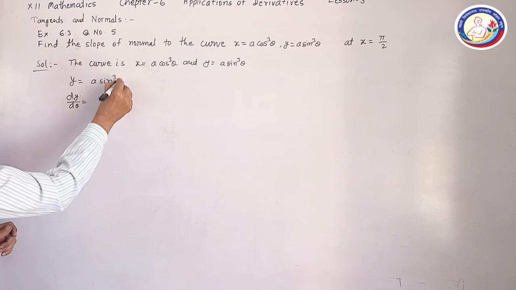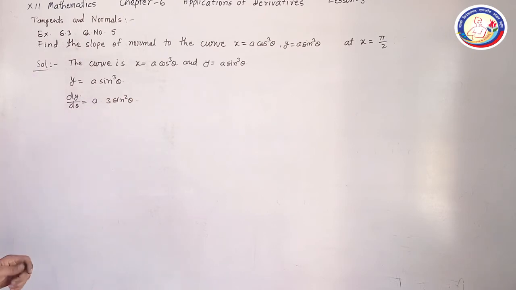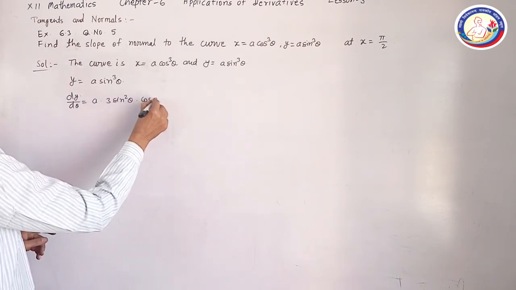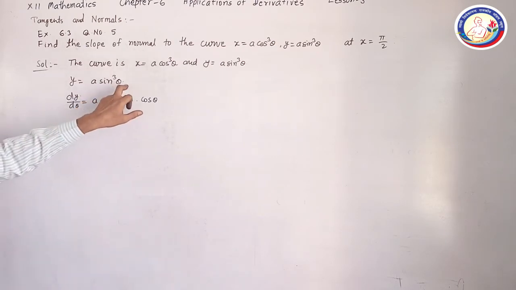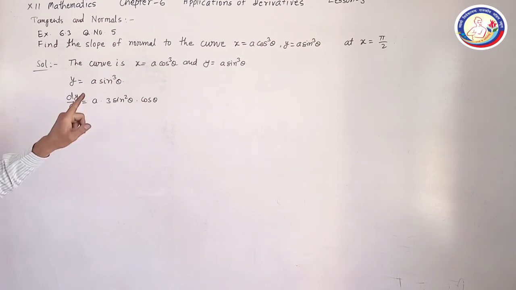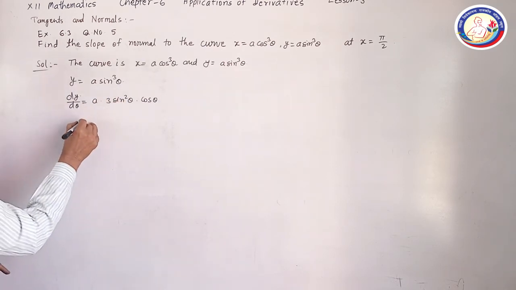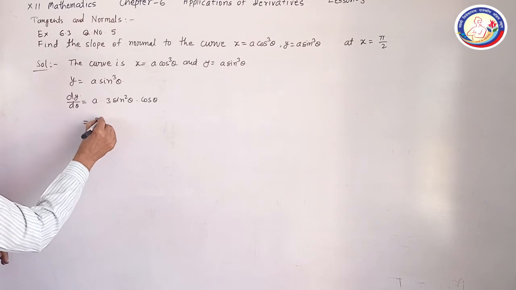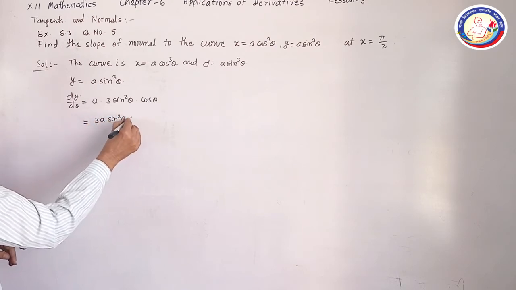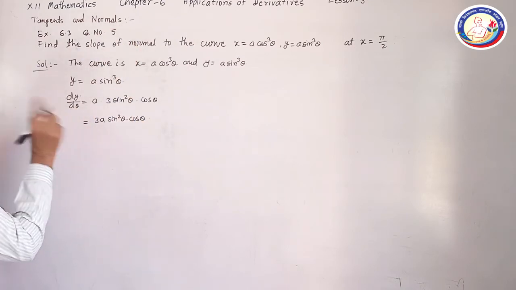A is constant here, and 3 sine square theta, and then the derivative of sine theta is cos theta. Using the function or chain rule, the derivative of sine cube theta will be calculated in 2 steps. First of all, the derivative of sine cube theta with respect to sine theta, and then sine theta with respect to theta. This will be 3a sine square theta into cos theta. We will use it later. Now the derivative of y we have found.